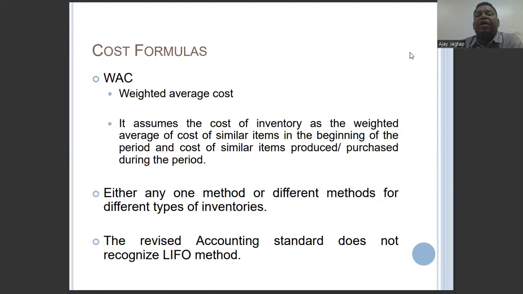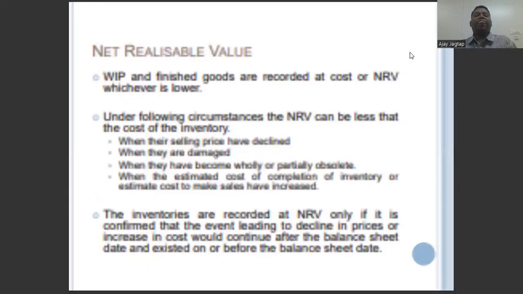WAC: weighted average cost. It assumes the cost of inventory as the weighted average of the cost of similar items at the beginning of the period and the cost of similar items purchased or produced during the period. These methods can be used for different types of inventories. The Indian accounting standard does not recognize the LIFO method.